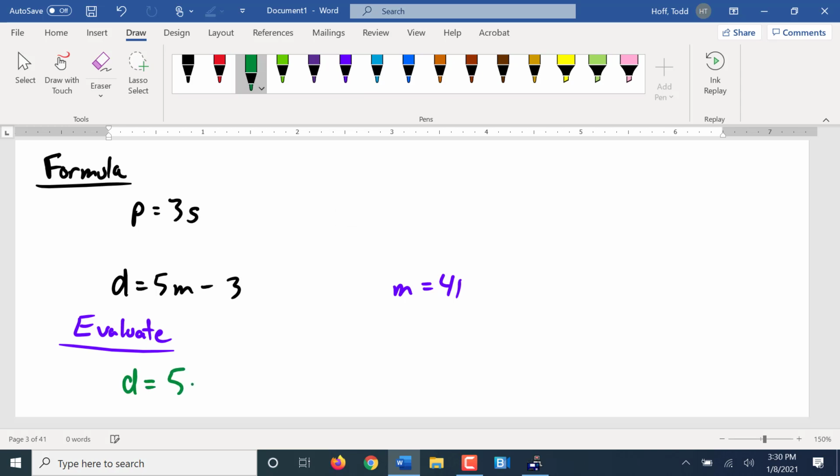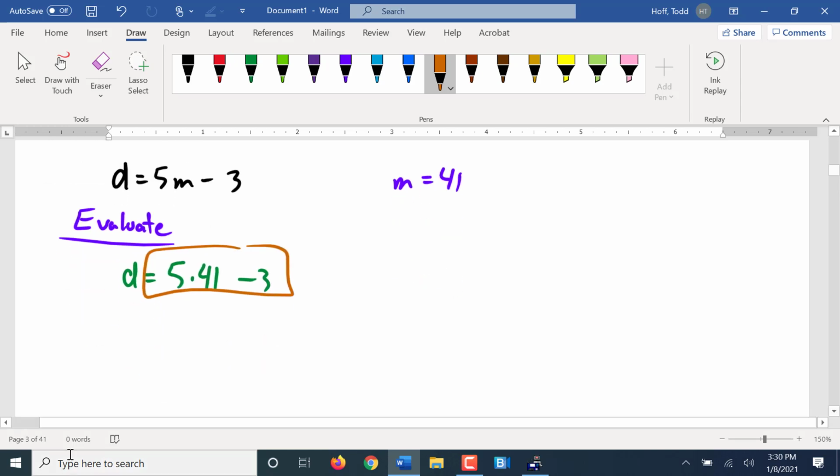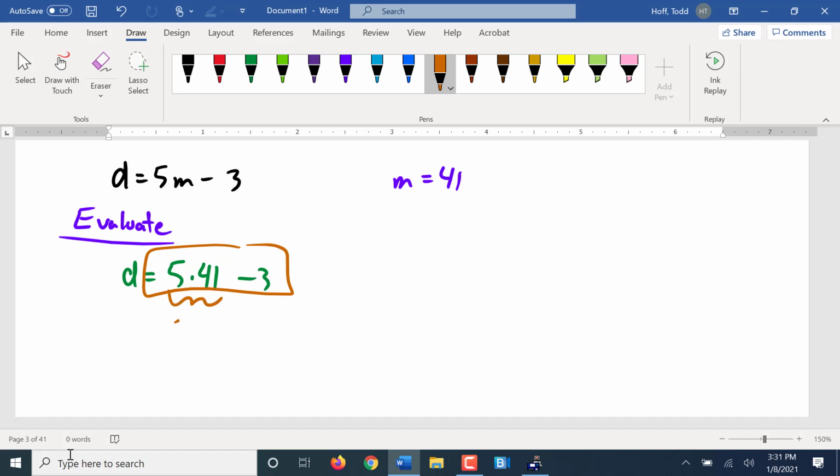We would put the 41 in for m, and then we have to figure out what this comes out to be. Well, to do that, we need to remember our order of operations. What would we do first here? We do the multiplication. 5 times 41, which is 205. And then 205 minus 3 is 202. Perfect.